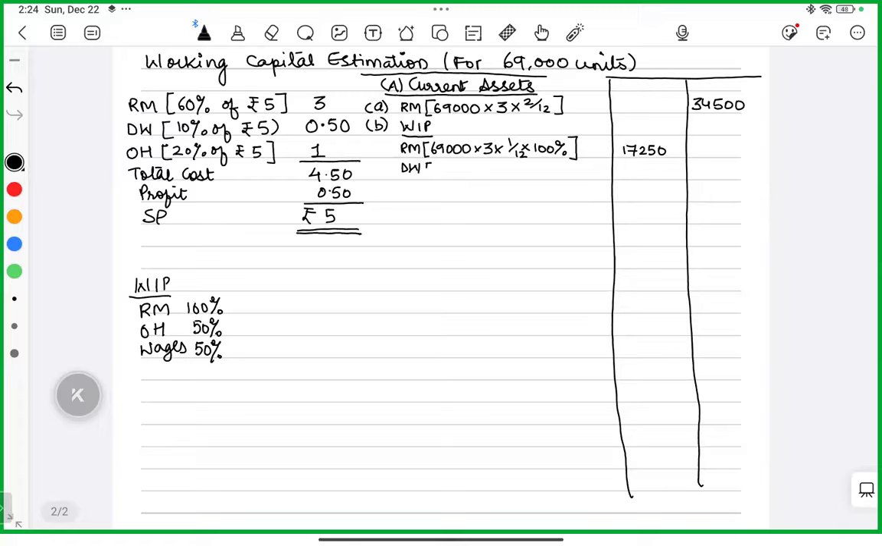Direct wages. So you are making 69,000 units. Wages per unit is 0.50. Work in progress time, that is the time taken to convert raw material into finished goods, is 1 month. But since the work is incomplete and we don't know how much of it is complete or how much of it is incomplete, we generally assume that work is 50% complete and 50% incomplete.